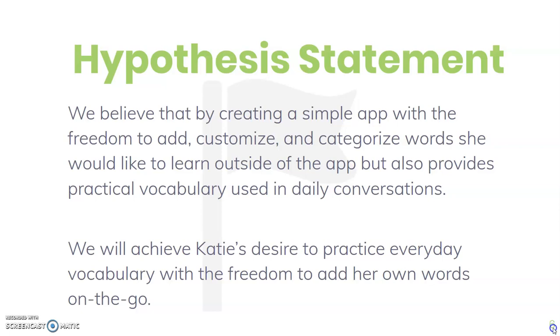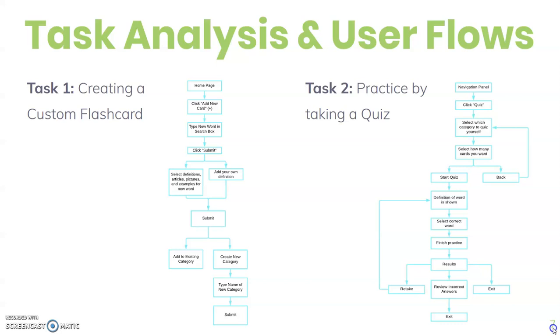But where do we start? I started by thinking about the types of tasks Katie would want to complete while using my app. I created a task analysis for creating a custom flashcard and practicing the vocabulary she is learning by taking a quiz. From there, I created the user flow for both tasks so we can see which path the user will take to complete each task. This step is important to help us identify how to organize the information within the app.